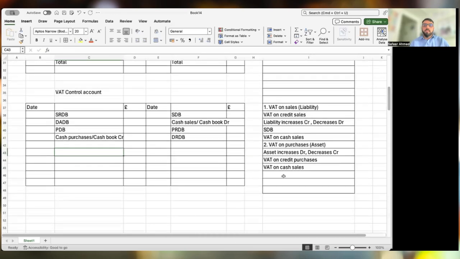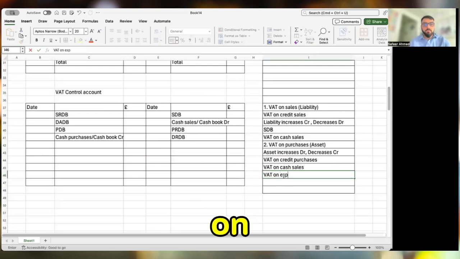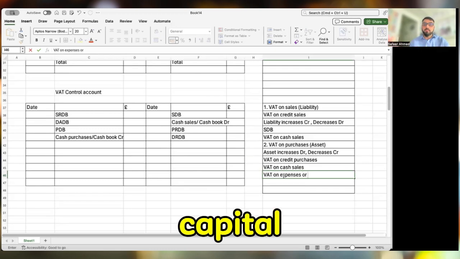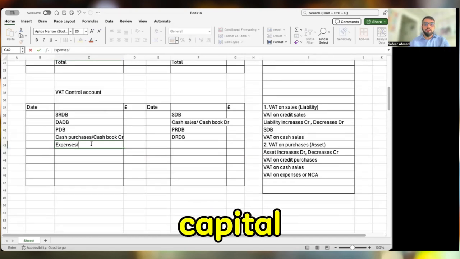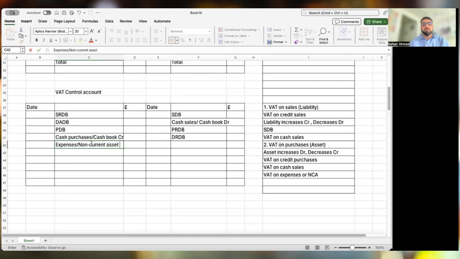Now, any VAT on expenses. So VAT on expenses, and also capital expenditure, so things like non-current assets. This again is an asset for the business as they will be able to reclaim it back. So therefore, this will go on the debit side. So it will be expenses, or it could be capital expenditure, any non-current asset. So that will go on the debit side.